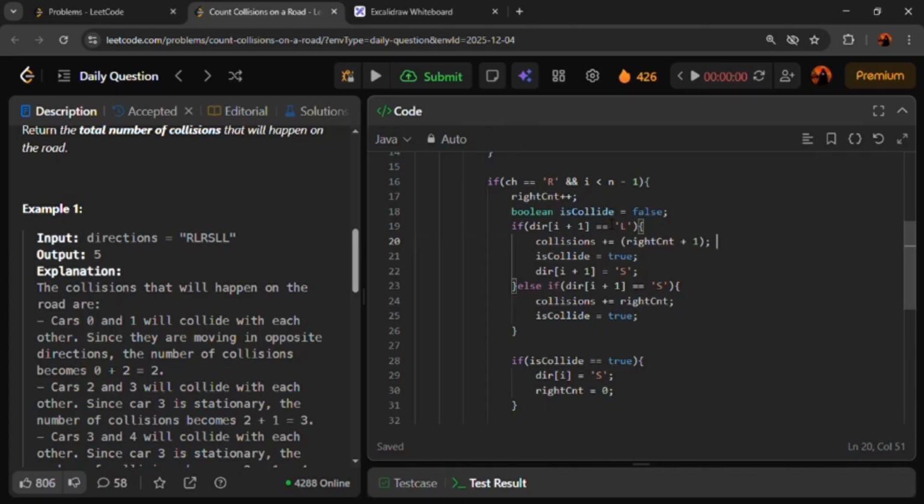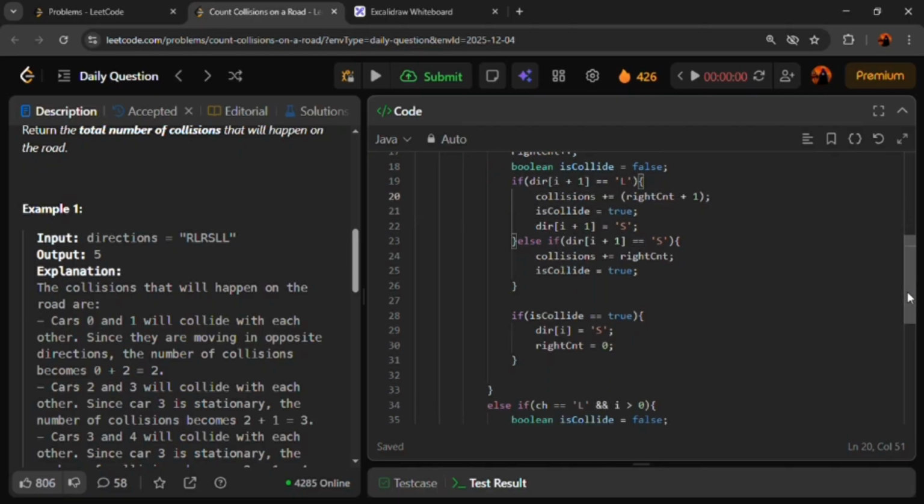After the right and left car collide, it becomes a stationary car, and the previous right cars will then collide with the stationary car. That's why we have to store the right count. And isCollide equals true, because the collision has happened. I hope you understand what I'm trying to say.